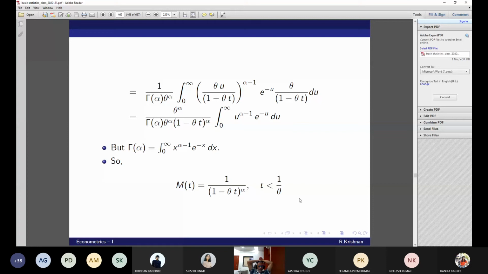Sir, how did we get t less than 1 by theta, by the property of the gamma integral? Why did we get t less than 1 by theta? Otherwise, it is not well defined, I think. Yes, there is a restriction for the gamma integral. It is not well defined; that much I can tell you. They only say it's not well defined. That's it.